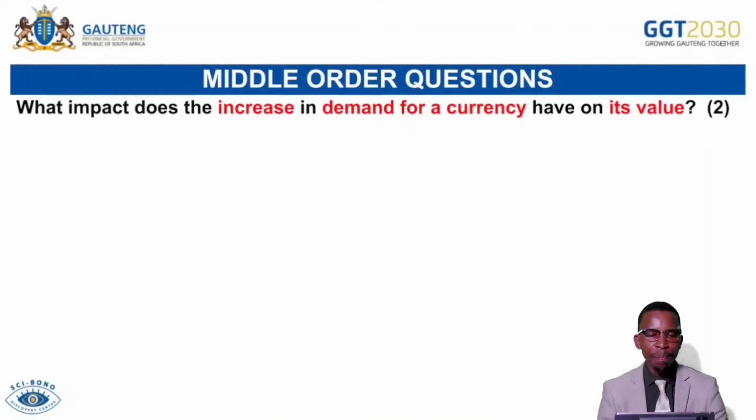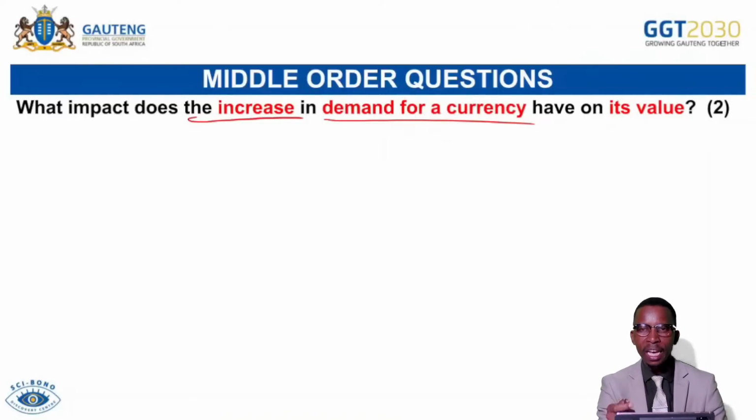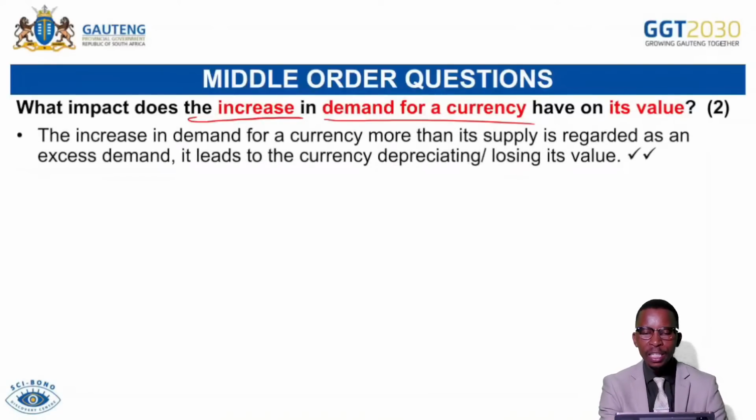And then what impact does the increasing demand for a currency have on its value? If demand for the currency increases, how does it affect the currency? So you check the effect the increase in the demand for the currency has on its value. If the currency is highly demanded, there's excess demand. The increase in the demand for the currency more than its supply is regarded as an excess demand. It leads to the currency appreciating, or gaining value.